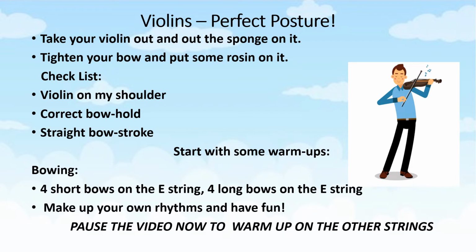First, take your violin out of your case and put the sponge on it. After that, tighten your bow and put some rosin on it. Make sure you go through your checklist before you play. Violin on my shoulder, correct bow hold, and a straight bow stroke.